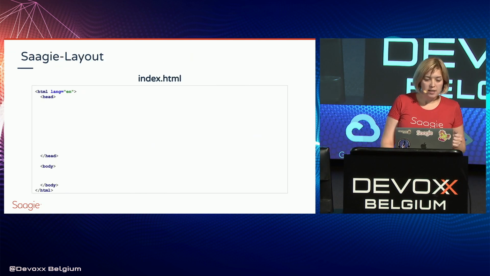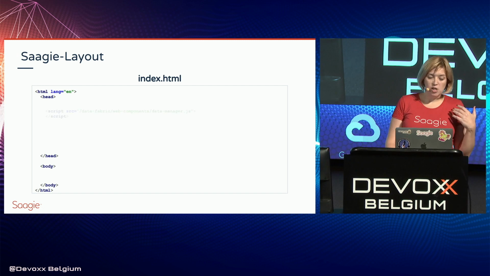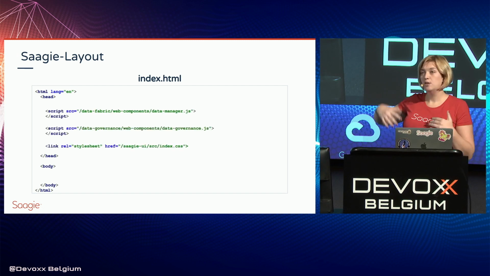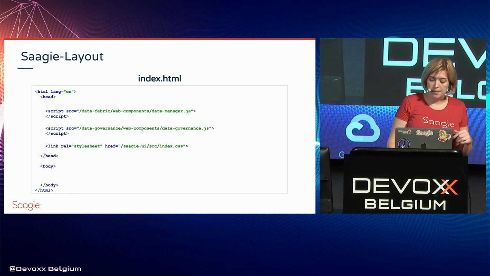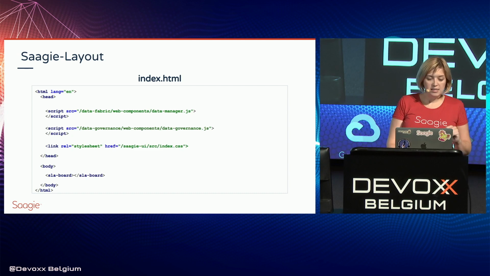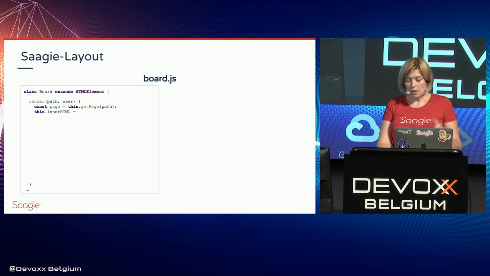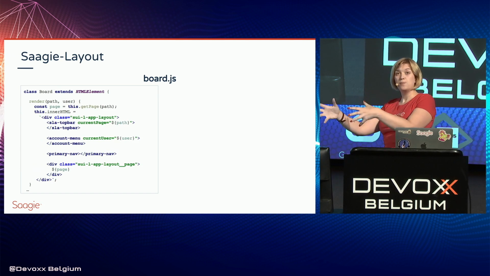On the application side, it's a very simple JavaScript application. In the main page, we're going to import those 2 components, and we are going to import our saagie-ui library, the design system we've seen previously. And then we're going to declare an SLA board tag. And this SLA board tag is in charge of rendering and configuring all subcomponents.